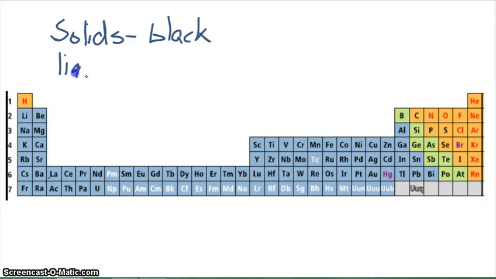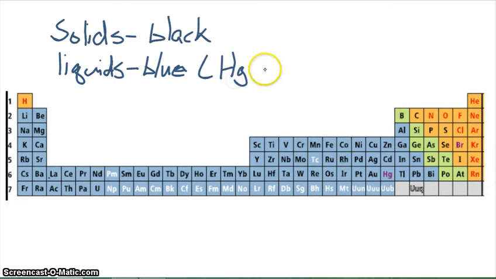Liquids on this table are blue. There's only two of them. At STP, you have mercury and bromine. So you have one metal and one nonmetal that are found as a liquid at STP.